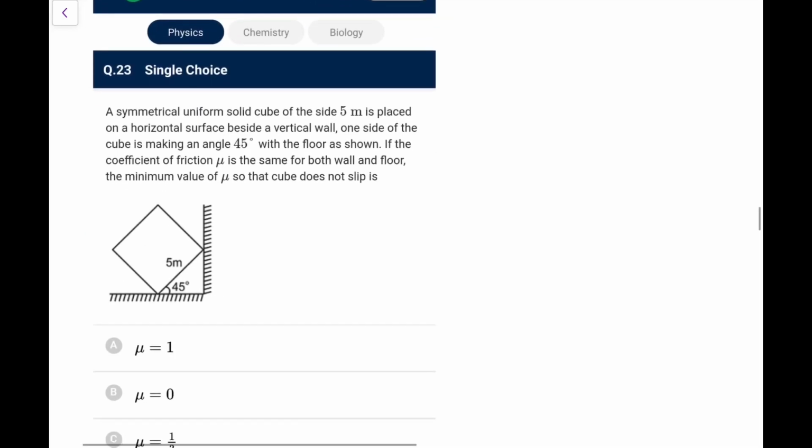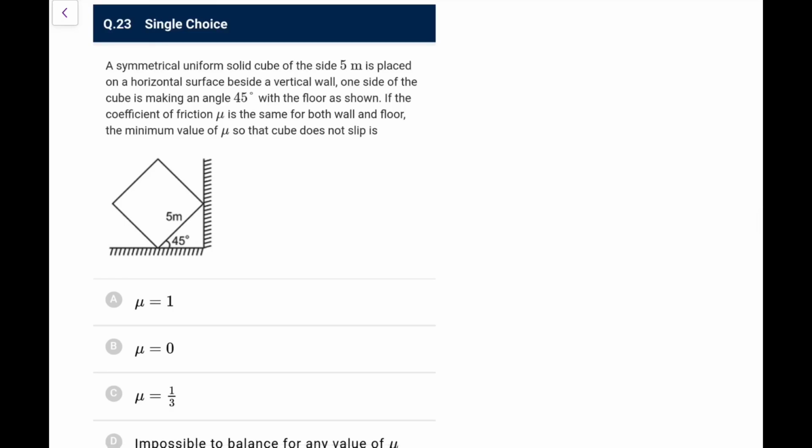Next one. A symmetrical uniform solid cube of side 5 meter is placed on a horizontal surface beside a vertical wall, one side of the cube making an angle 45 degree with the floor as shown. If the friction coefficient mu is the same for both wall and floor, the minimum value of mu so that the cube does not slip is.